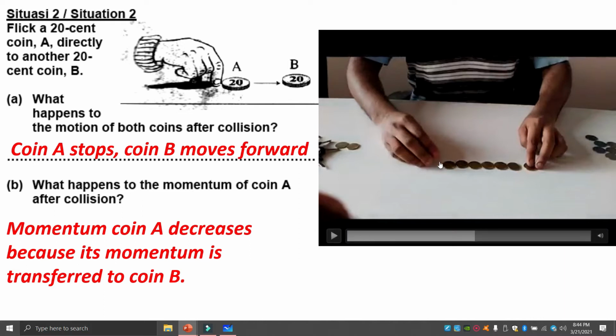Okay, so it flicks the first coin, right? So when it flicks the first coin, the momentum here will be transferred, okay, until the end. Okay, so at the end here, the coin at the end here will start moving. Okay, but the rest will be at rest. Only the first one will stop, and the momentum is transferred through all the coins here, and it will start moving at the last coin here. So only the last coin will move. Okay, so it means the momentum is transferred to coin B.